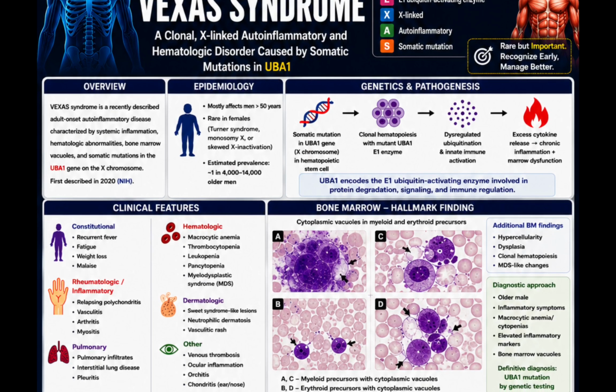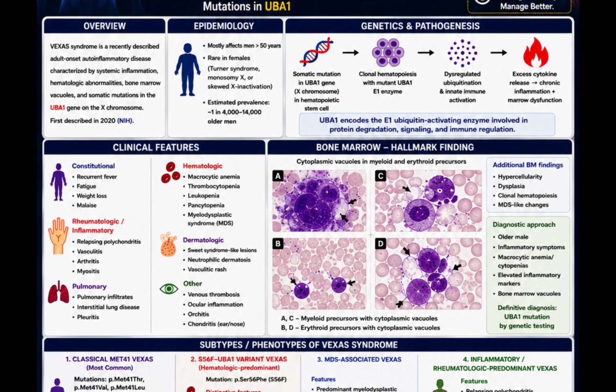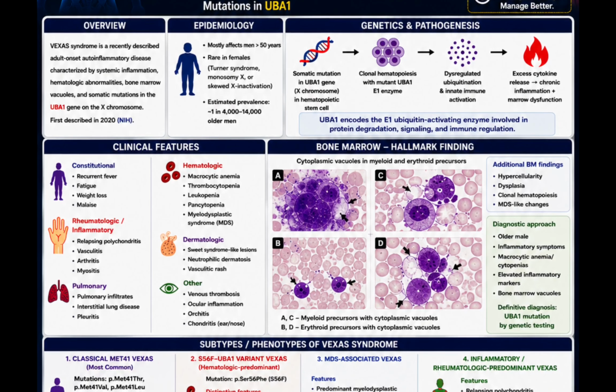So now let us discuss the clinical manifestations. Patients may develop recurrent fever. Recurrent fever is the main symptom. Additionally, fatigue, weight loss, and some hematological manifestations like macrocytic anemia, thrombocytopenia, leukopenia, pancytopenia, and myelodysplastic syndrome.